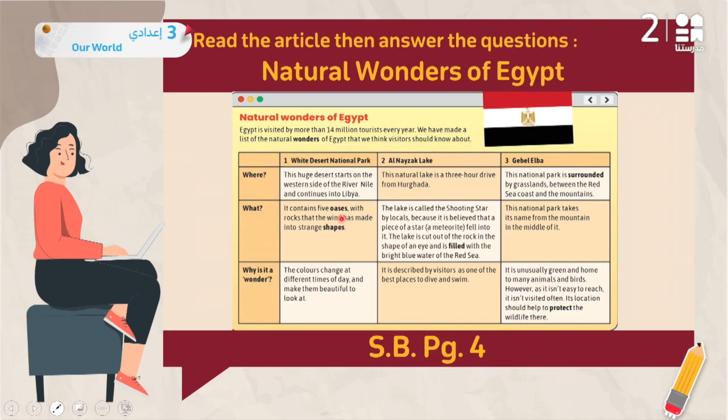طيب why is it a wonder؟ هي ليه تعتبر من العجائب الطبيعية اللي في مصر؟ The colors change at different times of the day. ألوانها بتتغير في أوقات مختلفة في اليوم. And make them beautiful to look at. بيبقى شكلهم رائع إن احنا نبص عليهم.